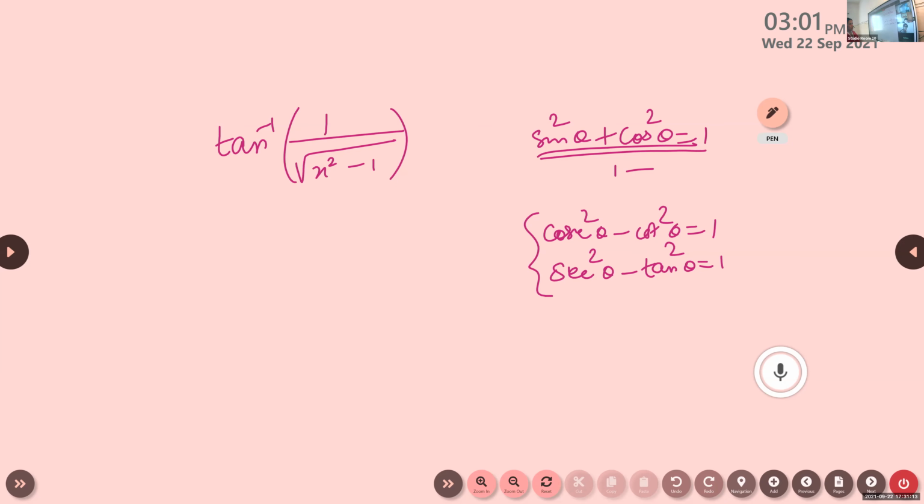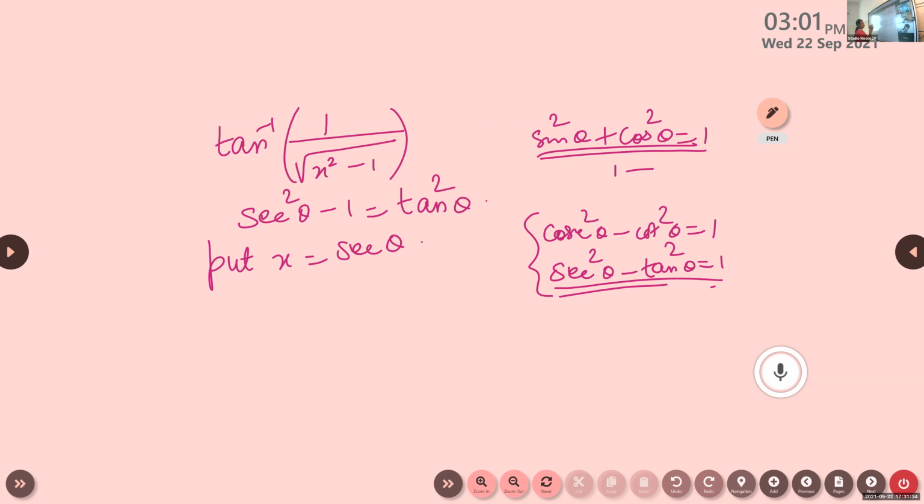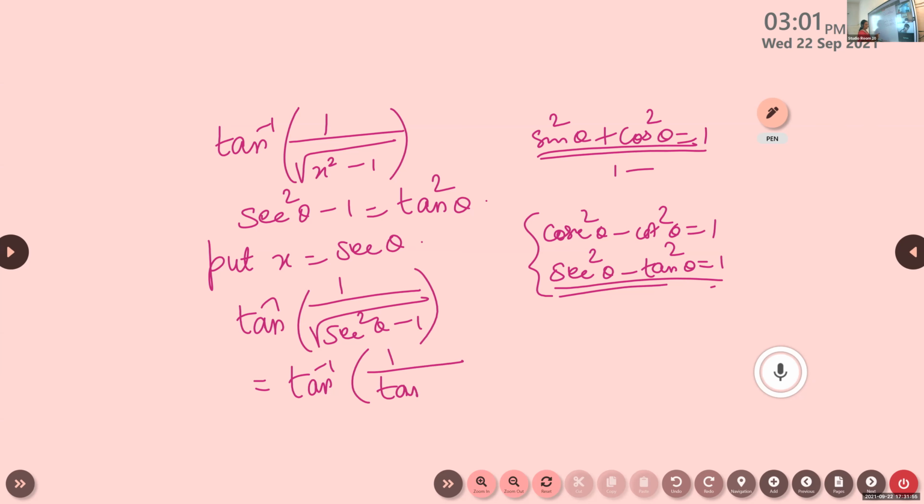Which one will you use here? We can use sec square theta minus tan square theta. We know that sec square theta minus 1 is tan square theta. So put x is equal to sec theta. Therefore, the given problem becomes tan inverse of 1 by root of sec square theta minus 1. Sec square theta minus 1 is tan square theta, so we get 1 by tan theta.